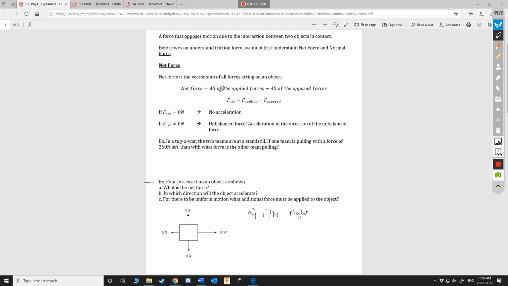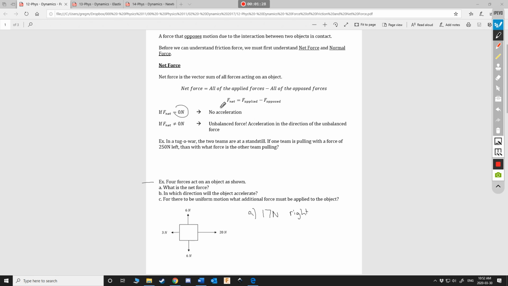Basically, what it comes down to is if you take all of the applied forces and subtract all of the opposed forces, that's going to get you your net force. Just like we saw in kinematics, we can separate things into the x and y axes. So we have to look at things along one vector direction, like in the x direction or in the y direction.